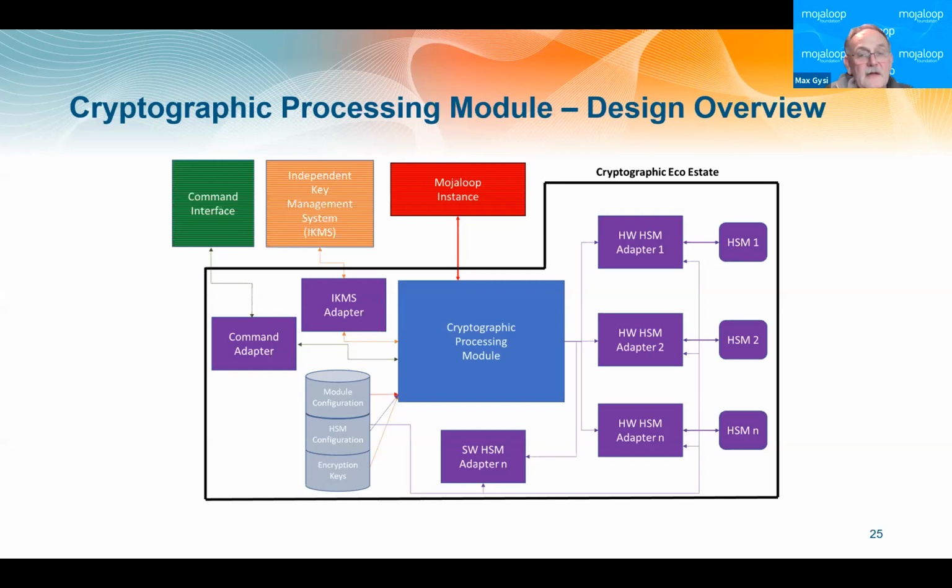Only the bits that are inside the cryptographic eco state are bits I'm going to be concentrating on. Anything else, the Mojaloop instance that's running, what I call the independent key management systems, or if you need to send commands to it, none of that we will be concentrating on at the moment. As you can see, the Mojaloop instance will only connect to the cryptographic processing module. Nothing else will connect to that. By keeping it very modular, we are hoping to reduce any impact any outside system can have.